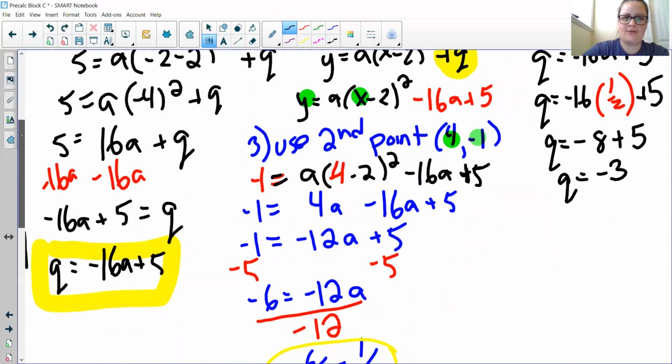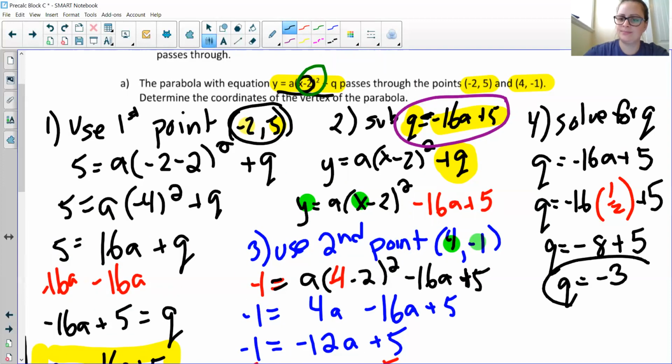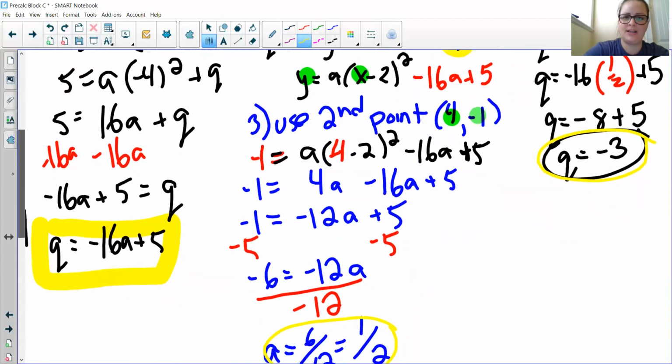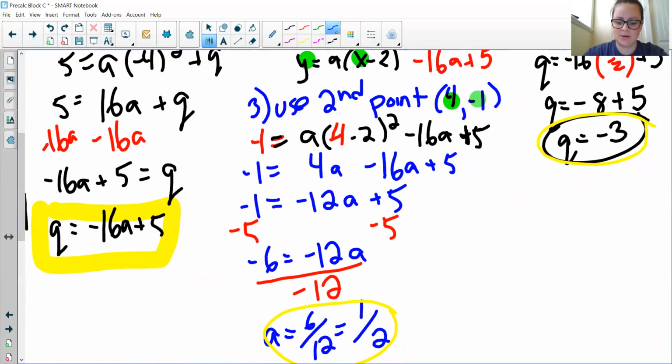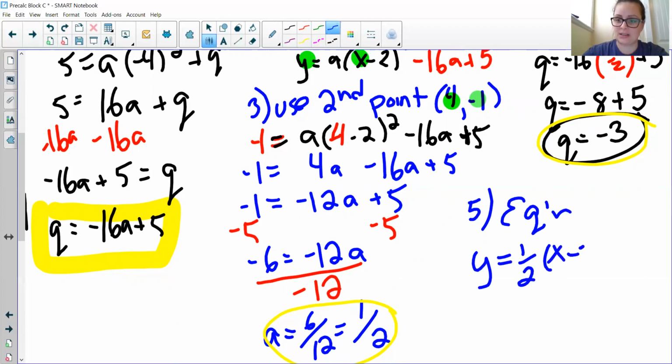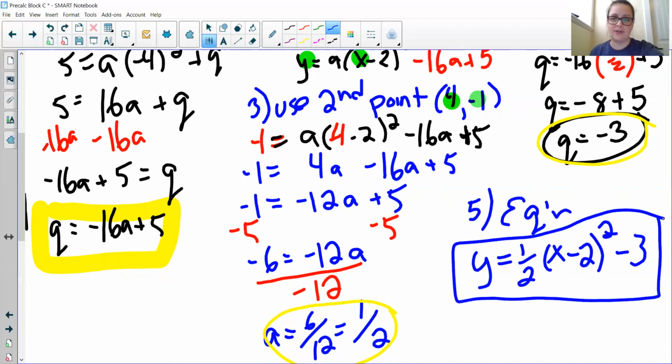So now I have my q value. I have my a value, and I was already given my p value. So now I can write my final equation where y equals a, which is 1/2, x minus p, which was given to me as 2, plus q, so plus negative 3, which is minus 3. And here is my equation. I should be able to put either of those x values of the 2 points given to me and get their corresponding y values as a check.